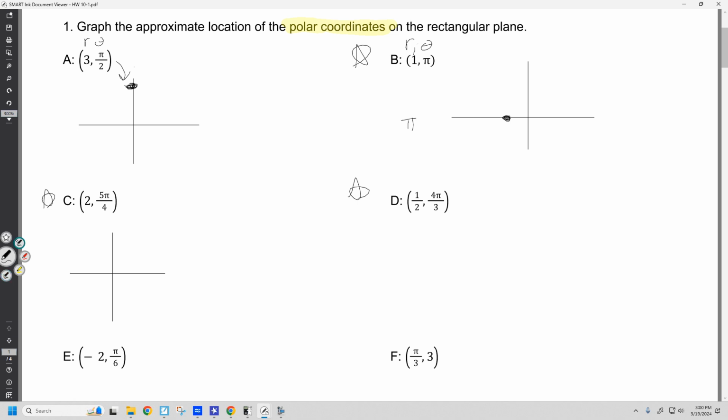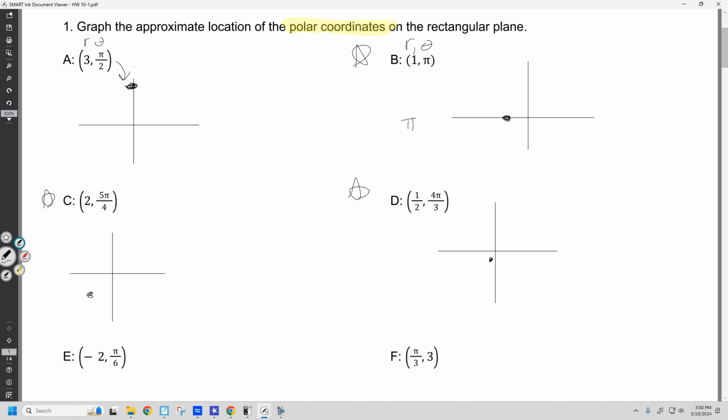Five pi over 4 is in the third quadrant, 2 there. If you gave me the x, y's, great, that's fine. Don't need them. We'll do that next page. Here, 1/2, 4 pi over 3. 4 pi over 3 is the 60-degree reference angle in the third quadrant. 1/2 will be very close.